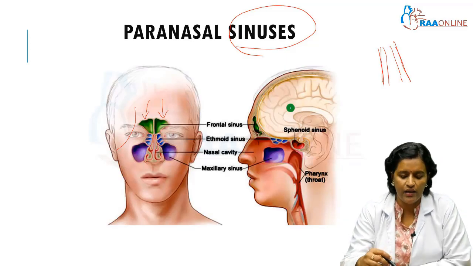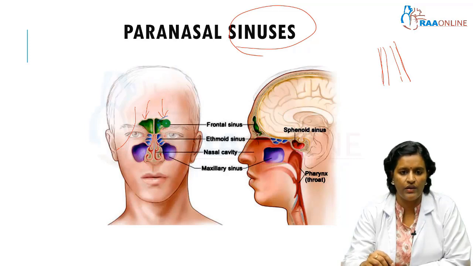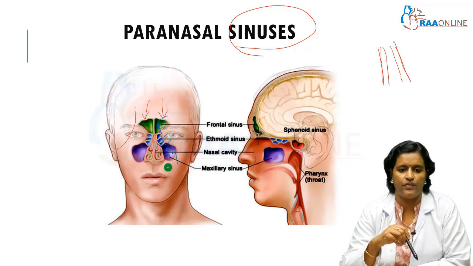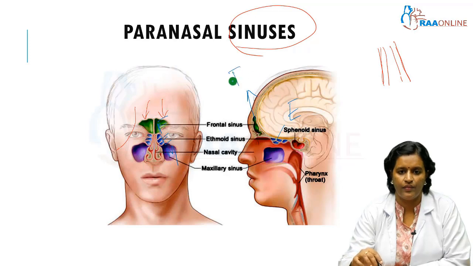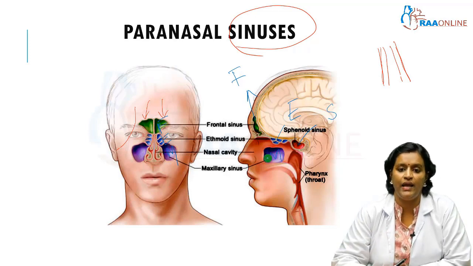This one is the anterior view where you can see the paranasal air sinuses. This is frontal, ethmoidal. This is only a schematic representation, ethmoid, and this is the maxillary of one side. Here in this lateral view, this one is frontal, this is ethmoidal, this is sphenoidal, and this would be the position of the maxillary air sinus.